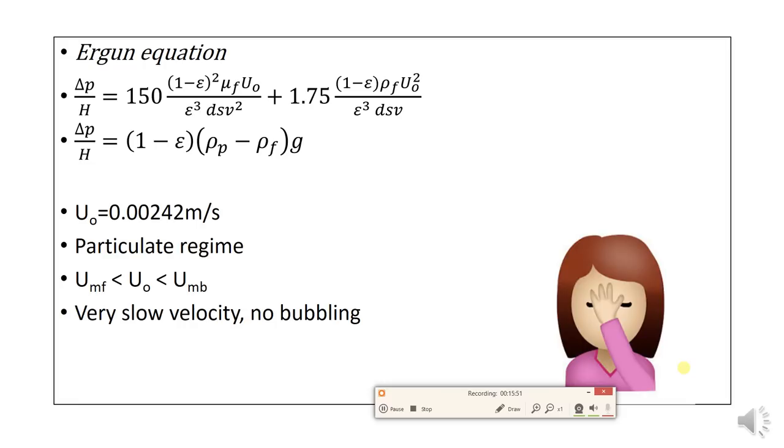The value of the superficial velocity is very low, below 1 meter per second. Therefore, no bubbles form, and the flow regime is in the particulate region, and the values of UMF, U0 and UMB follow the U range for the particulate regime.